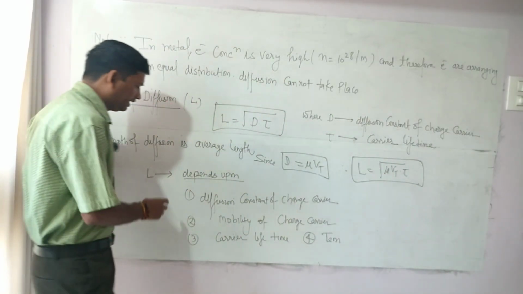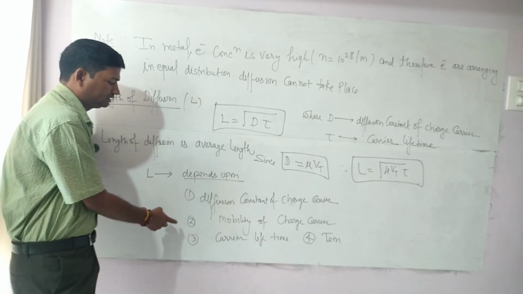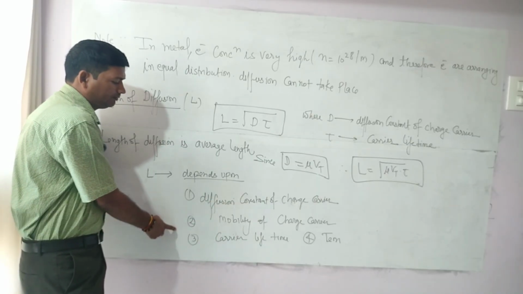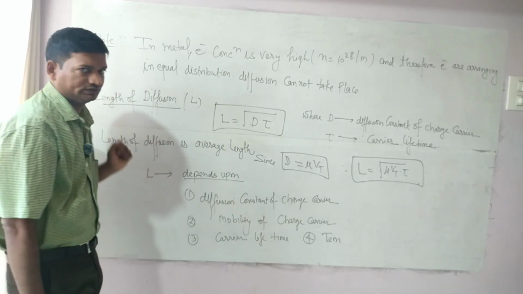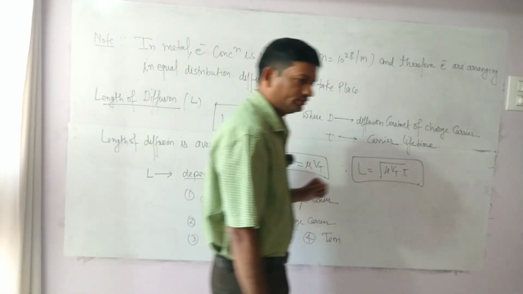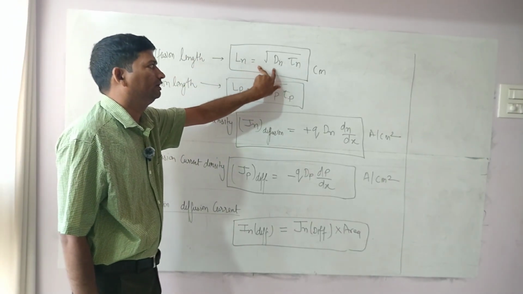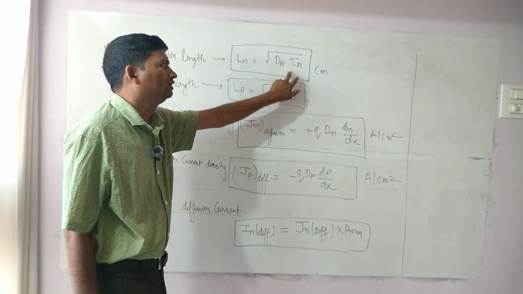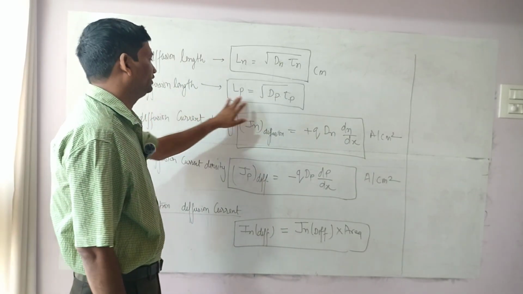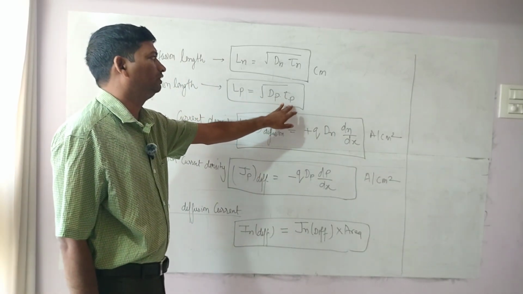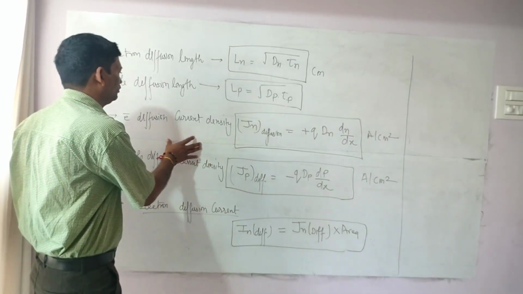So the length of diffusion depends upon four parameters: the diffusion constant of the charge carrier, the mobility of the charge carrier, number three the carrier lifetime, and number four the temperature. Electron diffusion length Ln is equal to root of Dn tau n, length in centimeters. Hole diffusion length Lp is equal to root of Dp tau p, in centimeters. So you can calculate this now.